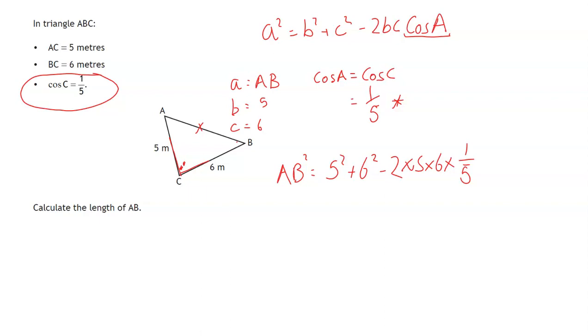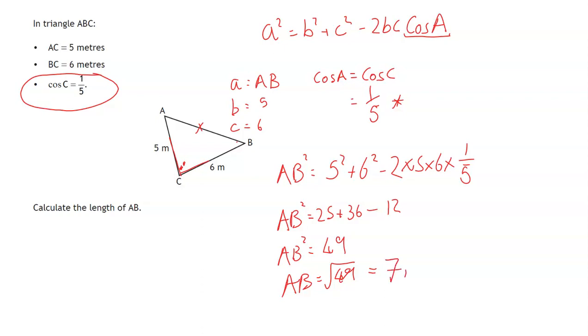What I can then do is start to simplify this and work it all out. So I know AB squared is equal to 25 plus 36, take away 2 times 5 times 6, then times a fifth, which ends up giving me 12. Simplifying that even further, 25 plus 36 is 61, take away 12 is 49. So I know AB squared is equal to 49, so AB is equal to the square root of 49. So we know then that AB is going to be 7 meters for this triangle here.